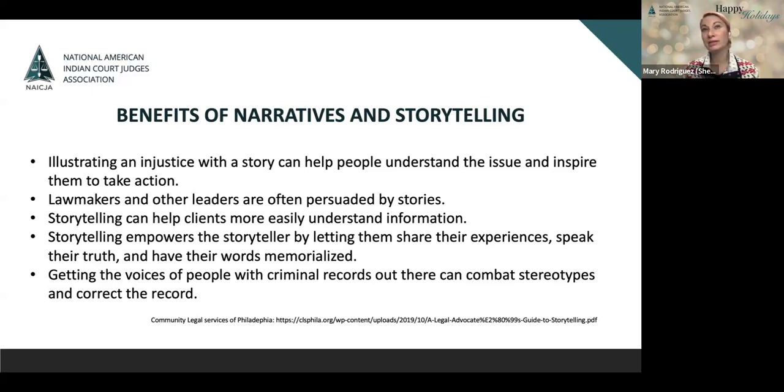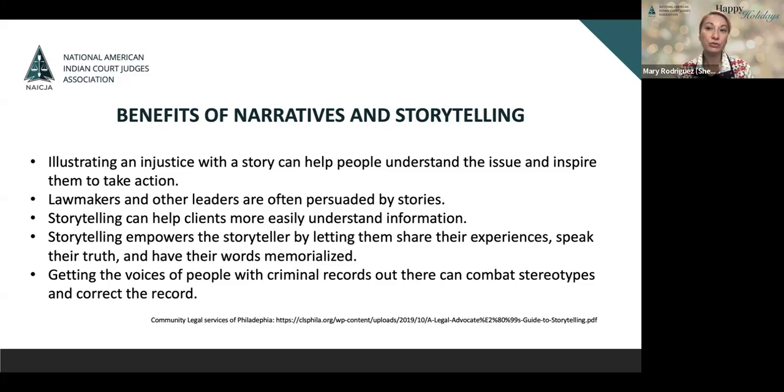It can also help your clients understand information. So if you have a story of a domestic violence situation and you tell somebody who has come in with a new domestic violence case, you're able to say, here's a story, let me tell you about what happened in this case. That might make them feel more comfortable, more trusting of the process, and understanding of your role as an attorney and what you'll be helping them with.